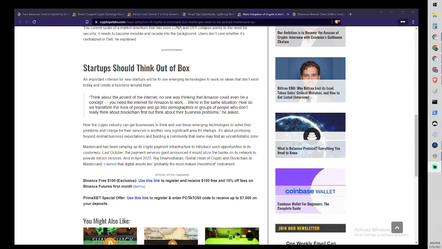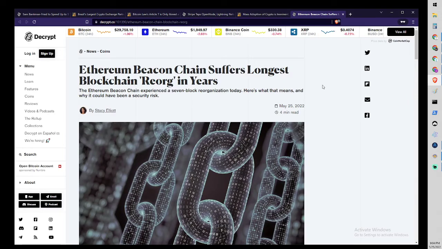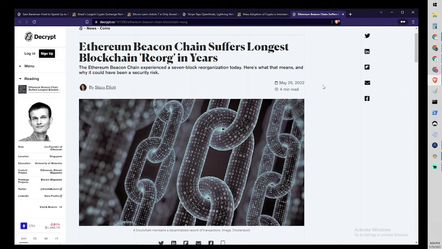Okay, last article. We're going to decrypt.co. This one's written by Stacy Elliott. Ethereum beacon chain suffers longest blockchain reorg in years. The Ethereum beacon chain experienced a 7 block reorganization today. Here's what that means and why it could have been a security risk. I'm actually going to read this all because this is a pretty good article.